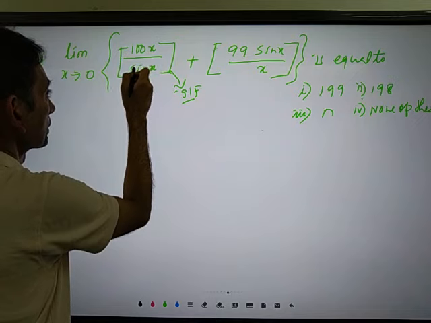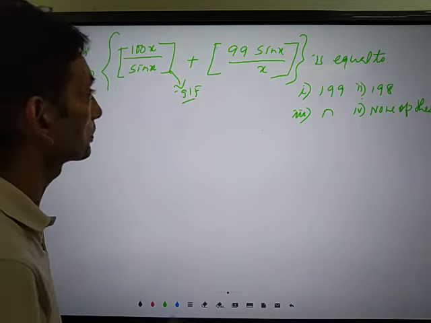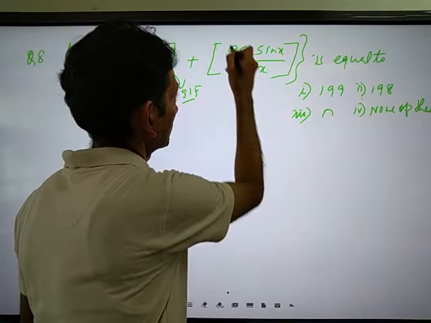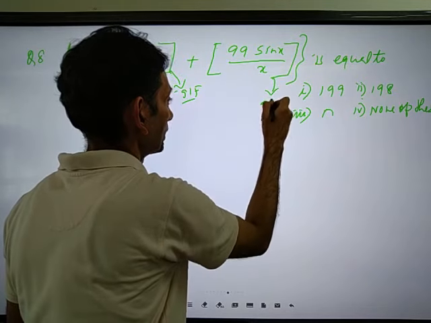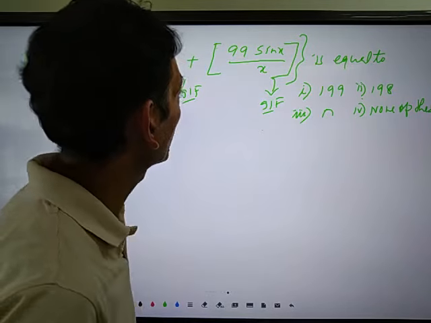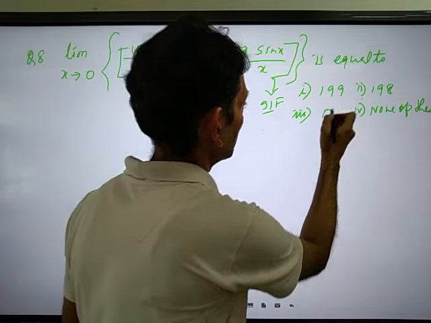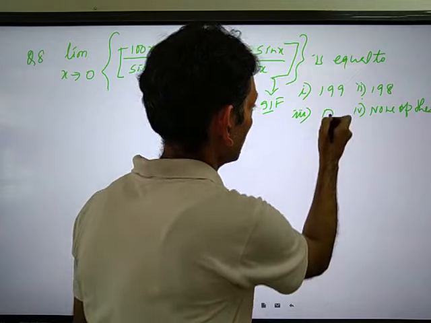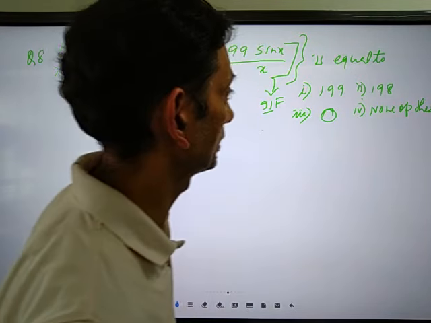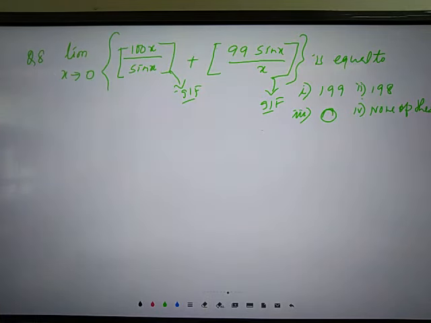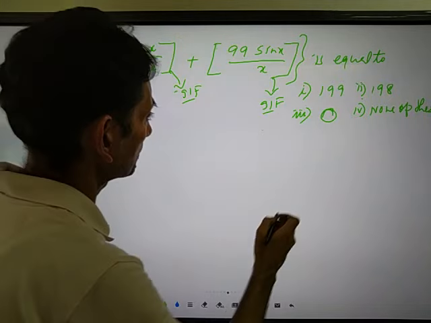Limit x tends to 0 of GIF of 100x by sin x plus GIF of 99 sin x by x. That is also the greatest integer function. The options are 199, 198, 0, or none of these. These are the 4 options. Let's try this, a simple question.